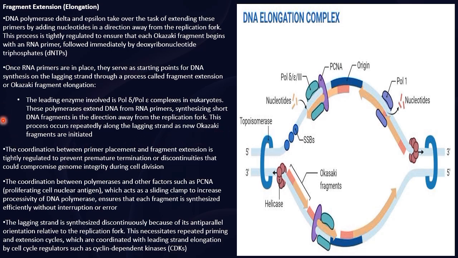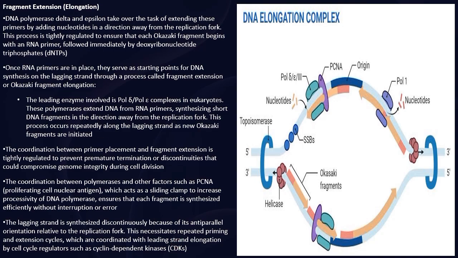Processivity factor. The lagging strand is synthesized discontinuously because of its antiparallel orientation relative to the replication fork, that is the directionality of 5' to 3' and 3' to 5'. This necessitates repeated priming and extension cycles, which are coordinated with leading strand elongation by cell cycle regulators such as cyclin-dependent kinases, CDK.